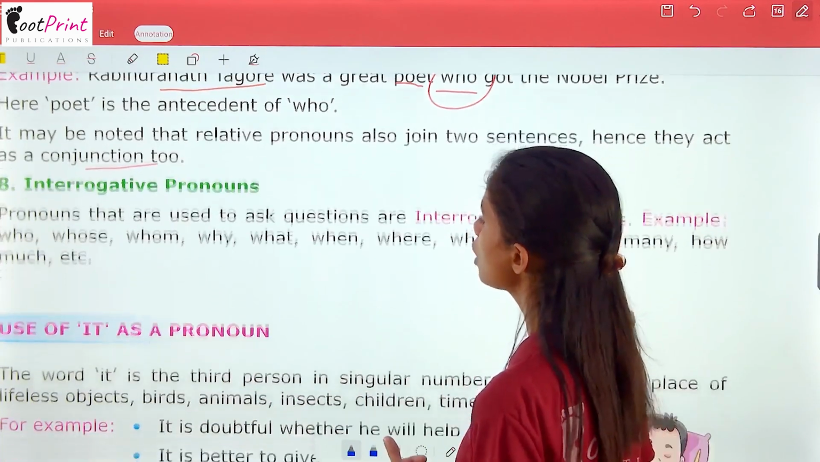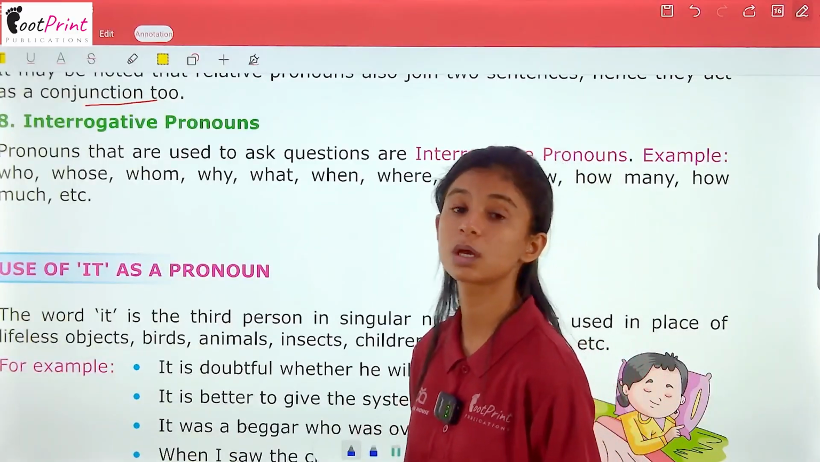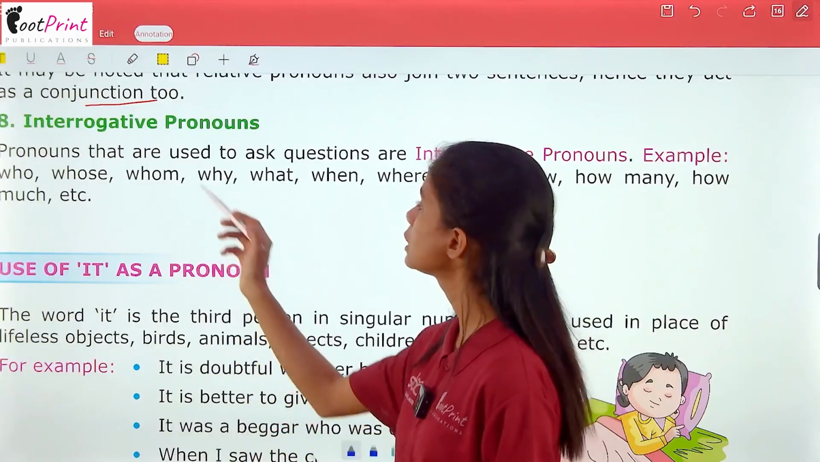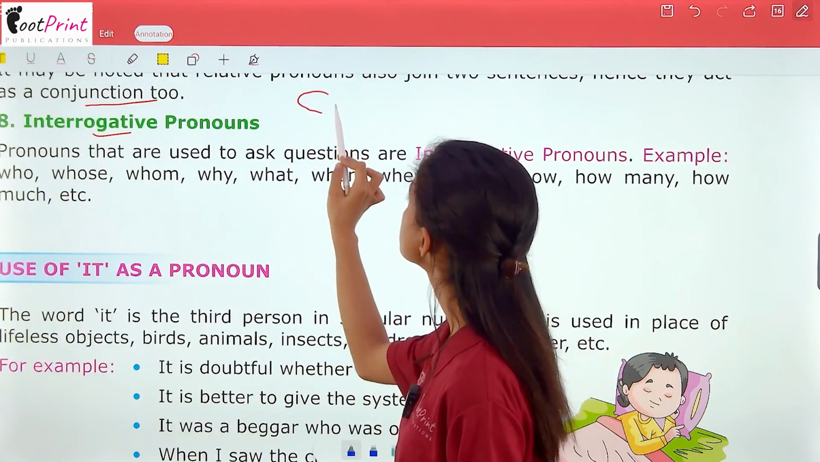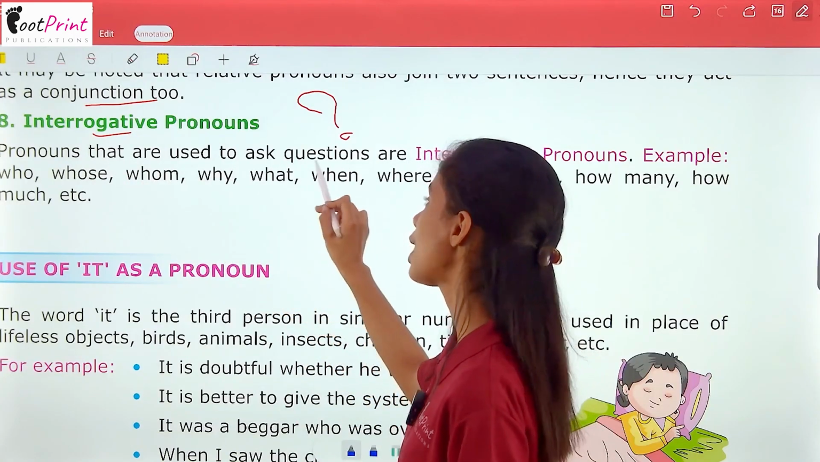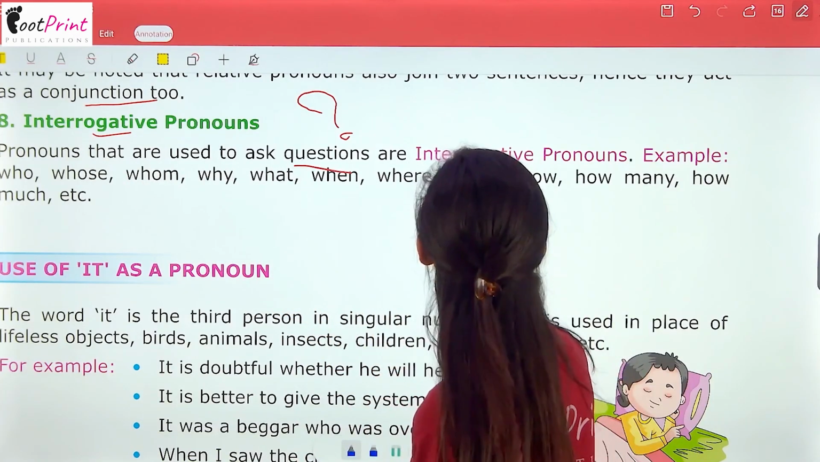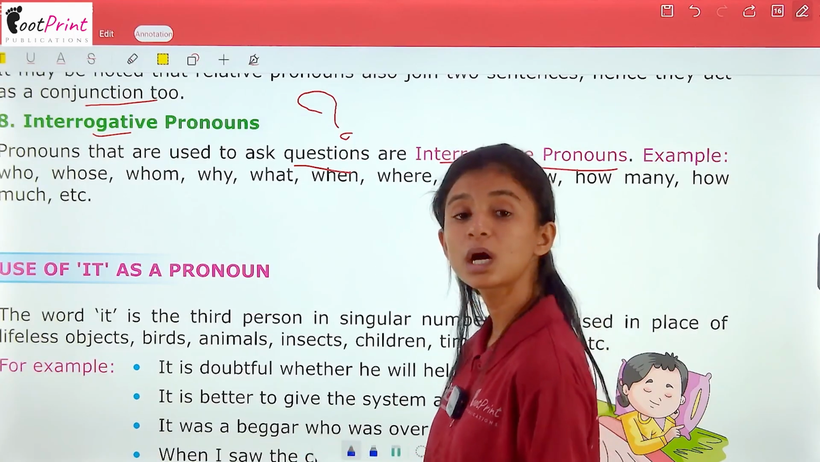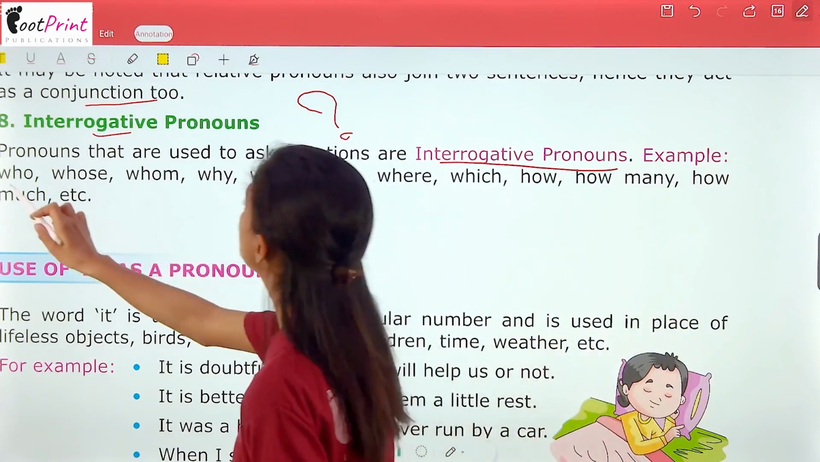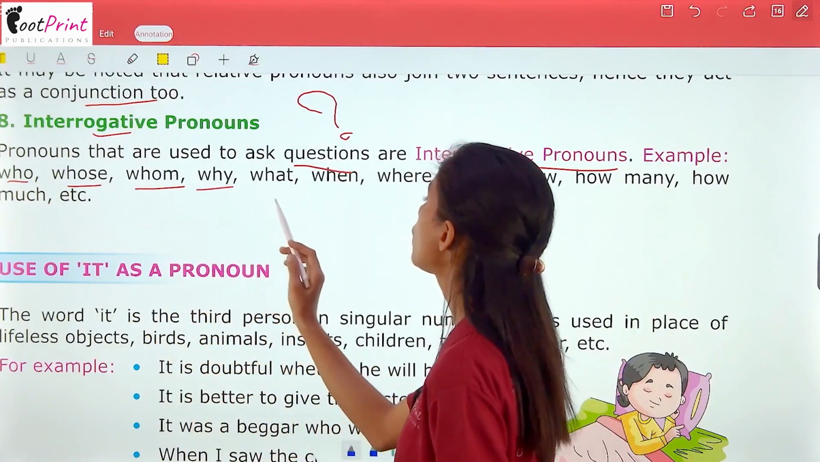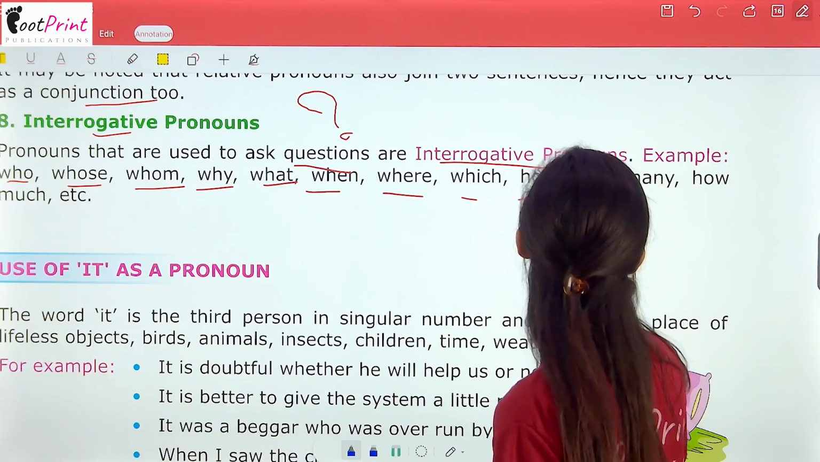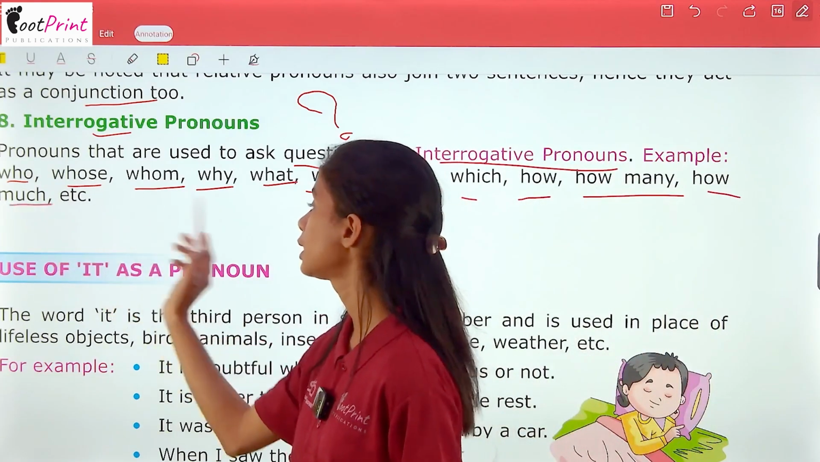Okay? Now, we have interrogative pronouns. What are interrogative pronouns? Well, with the name we can understand that interrogative means it is related to questions. Pronouns that are used to ask questions are interrogative pronouns. वो nouns जो question ask करने में हमारी help करते हैं. That is who, whose, whom, why, what, when, where, which, how many, how much, etc.